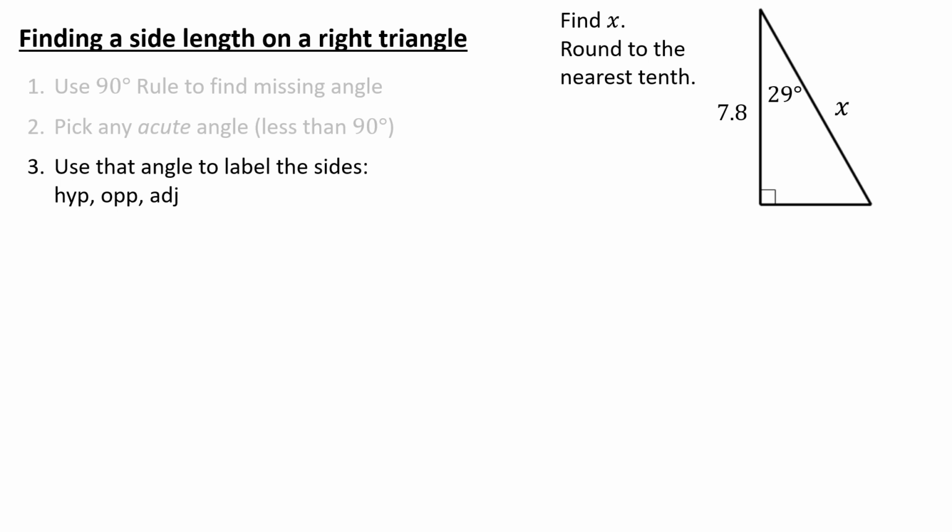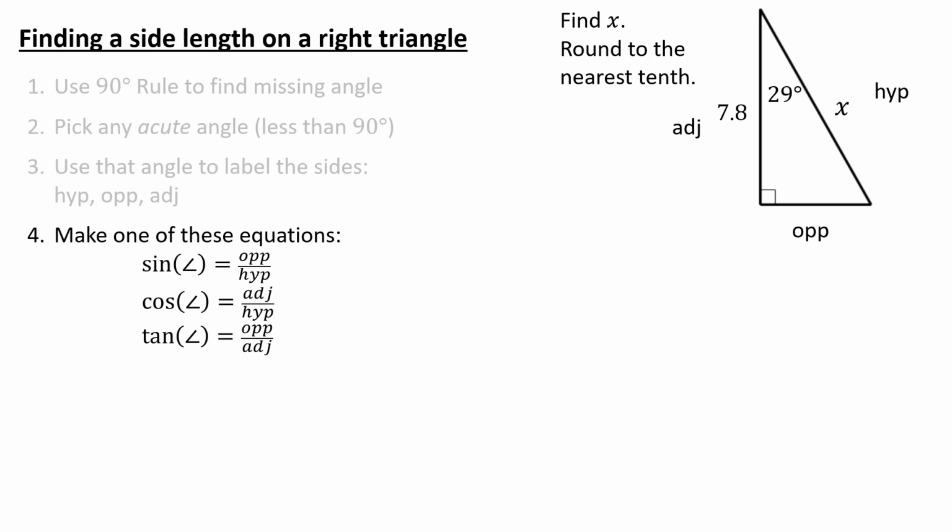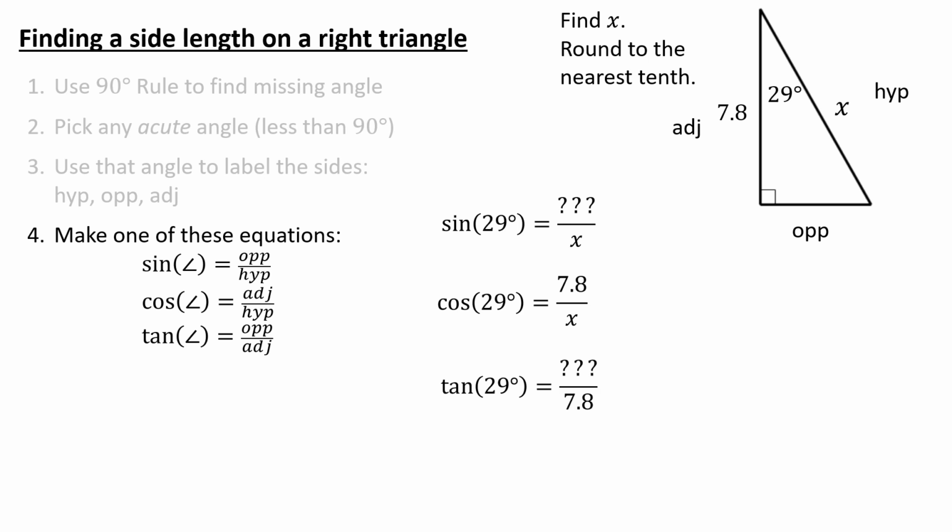Label the sides based on the choice of 29. So the hypotenuse is the side not touching the 90-degree angle. The opposite is the side not touching the angle we chose, and the adjacent is whatever's left. Now I'm going to make all three of these equations again, but only one of them is going to be useful. You might want to hit pause here to analyze these in more detail.